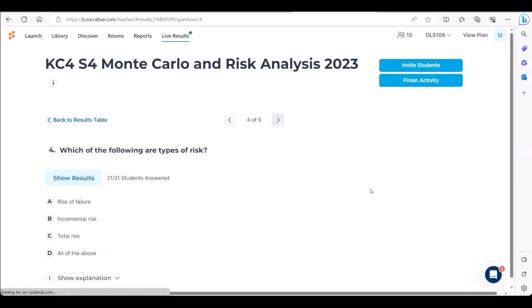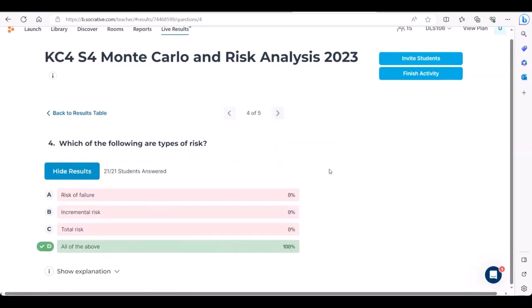Number four, which of the following are different types of risk or different ways we can calculate and talk about risk? So all three of these are types of risk. Risk of failure, incremental risk, which we're trying to transition to maybe using a more standard term, excess risk. Again, currently in the core, we use the term incremental risk. Total risk, which is the risk from all sources of interest. So all three of those are possible types of risk that we might calculate and use to make risk-informed decisions. So the best answer there would be D.